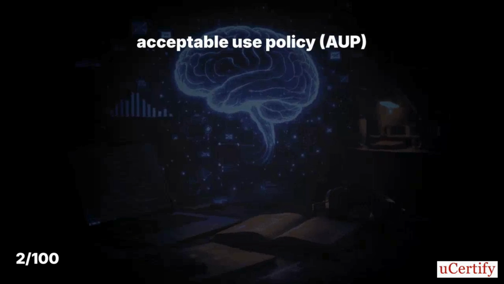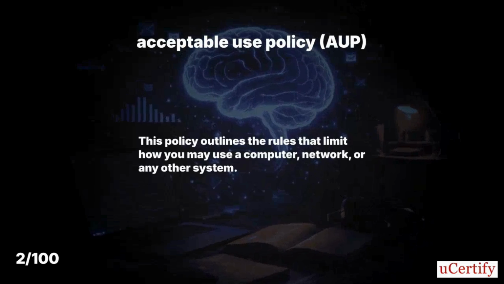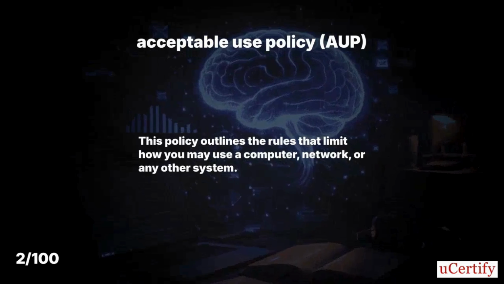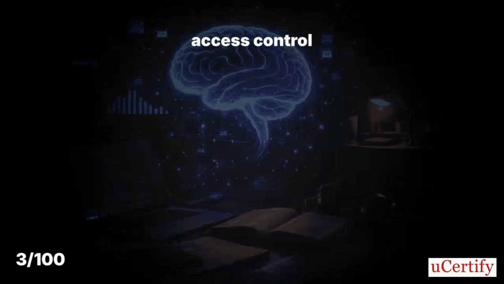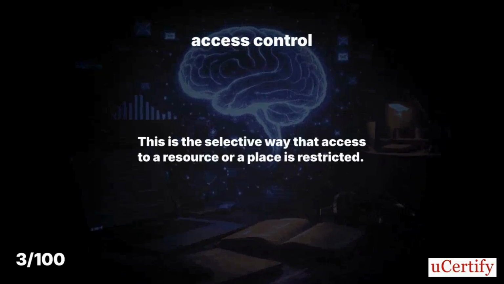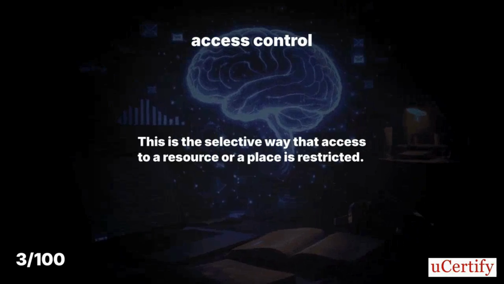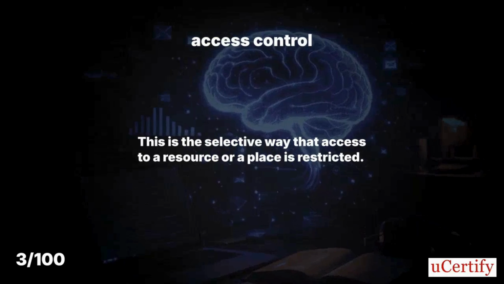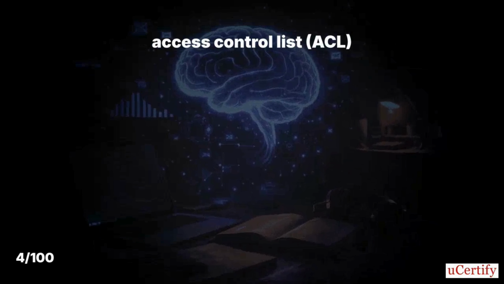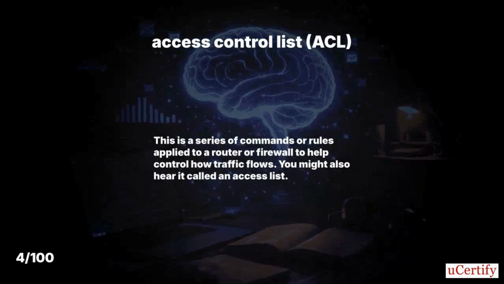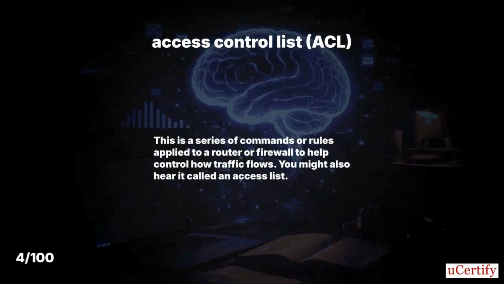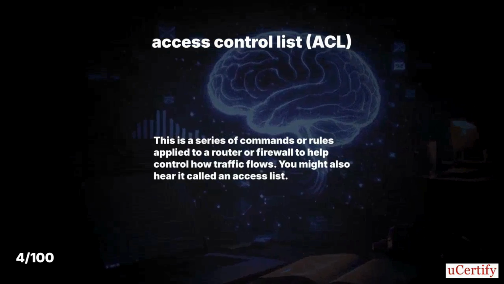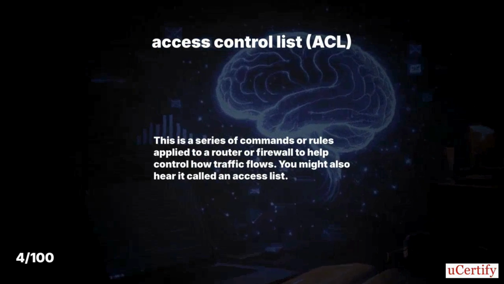Acceptable Use Policy, AUP. This policy outlines the rules that limit how you may use a computer, network, or any other system. Term: access control. Definition: This is the selective way that access to a resource or a place is restricted. Access Control List, ACL. This is a series of commands or rules applied to a router or firewall to help control how traffic flows. You might also hear it called an access list.